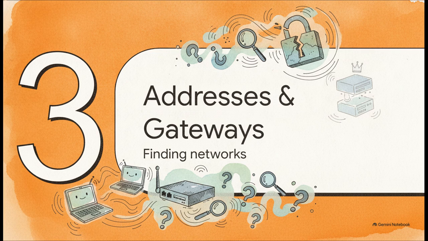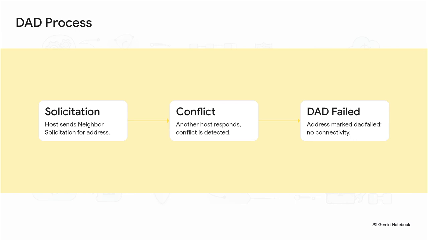All right, let's look at Section 3, addresses, neighbors, and gateways. If you are used to DHCP being the absolute, unquestioned boss of your network configuration, you're in for a real surprise. Let's talk about how devices make sure their IP address is unique using duplicate address detection, or DAD. When an interface boots up, the host sends out a neighbor solicitation for its tentative address to a multicast group. If another host on the network responds, bam, a conflict is detected.